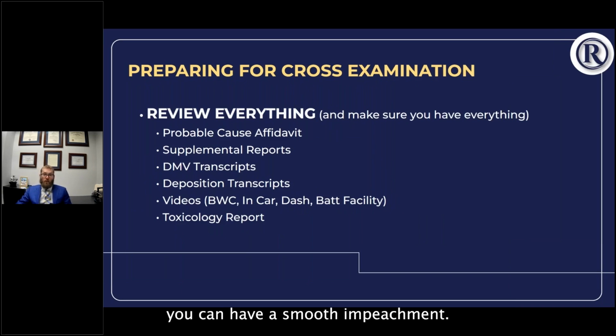So how do you prepare for your cross-examination? You have to review everything. And in reviewing everything, make sure you have everything. Go through the state's discovery exhibit, put a check mark next to what you have. If you don't have it, you better send an email and get it really quickly. You want to have probable cause affidavits. You want to make sure you have all the supplemental reports.